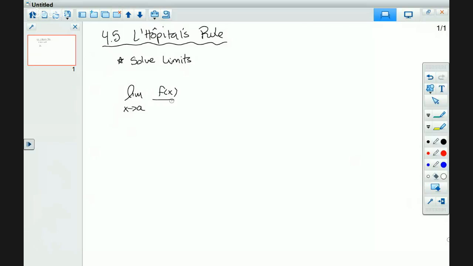We're going to use it when we have fractional limits, such as what we have on the board over there.